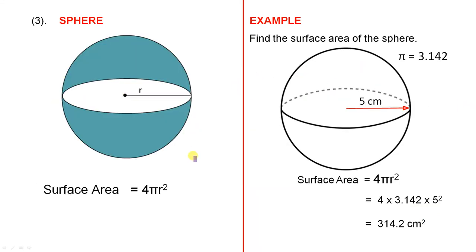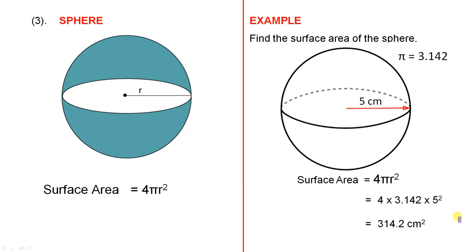We have the sphere. The surface area of the sphere is 4 pi r squared. All we need to know is the radius of the sphere. And that gives us the surface area. So to do this particular example, we have a sphere with a radius of 5 centimeters, and we're told that pi equals 3.142. So the formula as we were given is 4 pi r squared, which is 4 times pi times 5 squared. And when you work that out, that gives you 314.2 square centimeters as the surface area of the sphere.